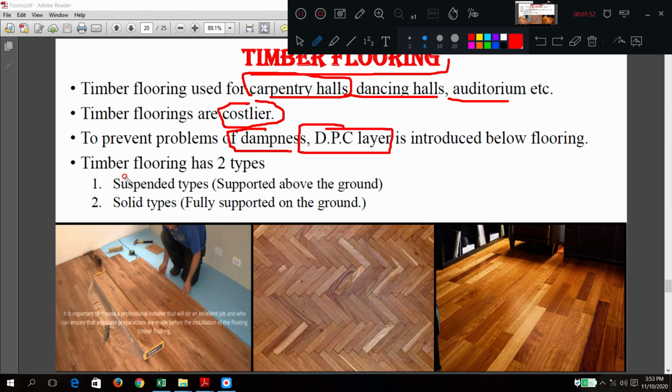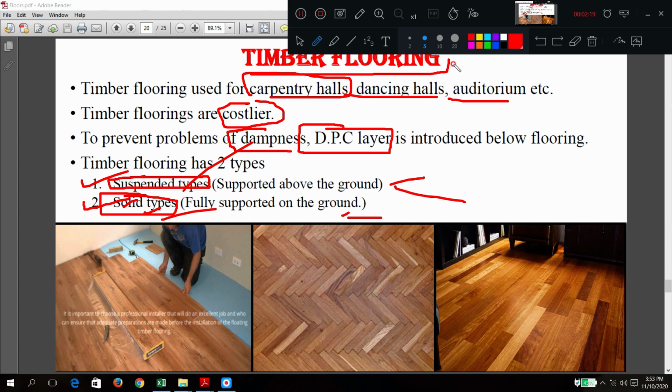Generally we have two cases in timber. One is suspended type and another is solid. See here, suspended means there is no direct contact between floor and ground. Solid means full contact between the floor and ground. This you understand. No contact between ground and floor is called suspended. Full contact between ground and flooring is solid type.